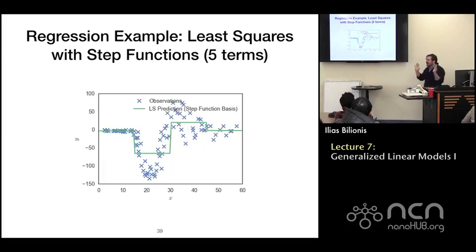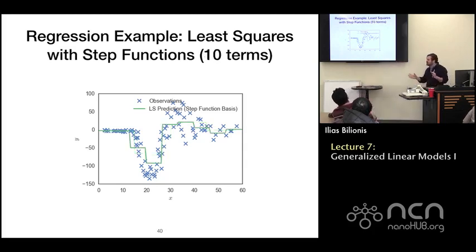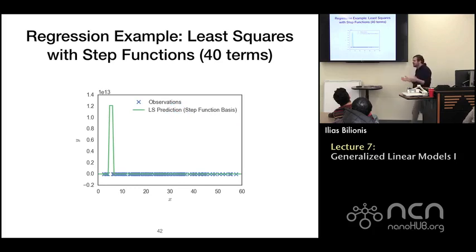Okay? So if I use 5 step functions, I get this. If I use 10 step functions, it looks better. If you use 20 step functions, it looks quite good, I would say. But if you use 40, you start getting garbage. You overfit again. And actually, this is a ridiculous number to see. So there's something seriously going wrong there. All right? Anyway, we'll fix that on Thursday.